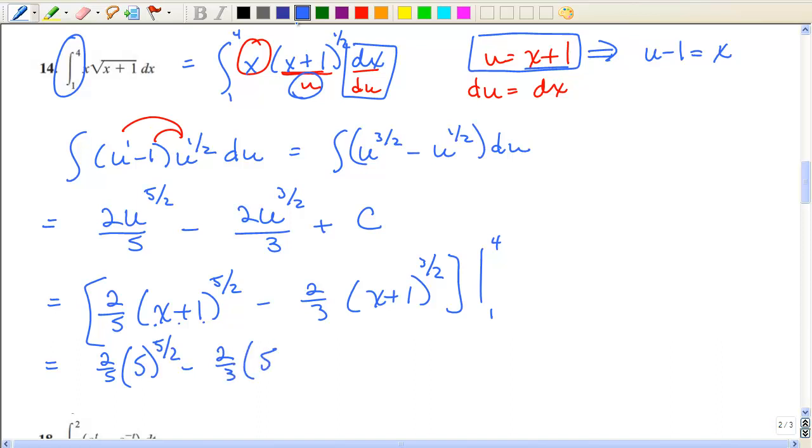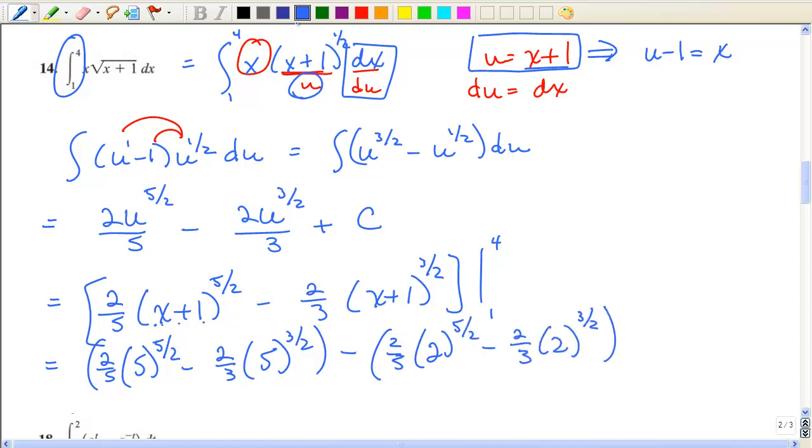Put in 4 here, that's 5 to the 3/2. And then I'm going to subtract by putting in 1. So 1 plus 1, that's 2. So we could go ahead and rewrite this maybe in terms of square roots. We could distribute that minus sign.